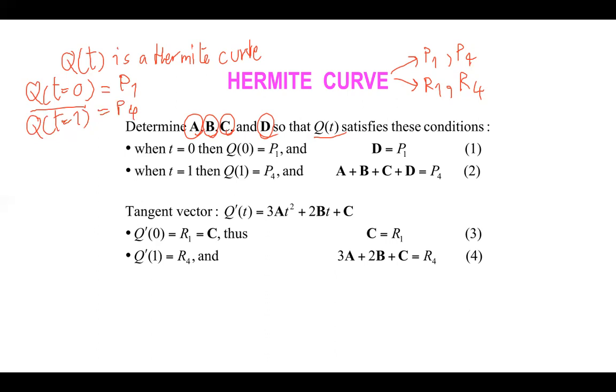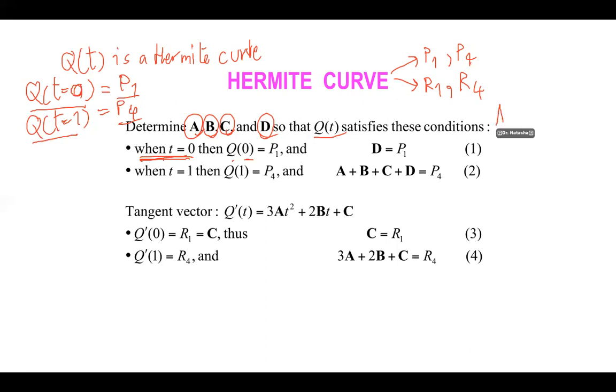Okay, I want to make sure that you can follow me because this is quite important. You have to know that when you substitute t by 0, you can get P1. And when you substitute t equal to 1 in the same curve, you can get the last endpoint. This is the explanation for this line. When t is equal to 0, you substitute t by 0.